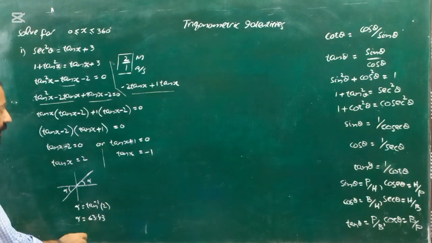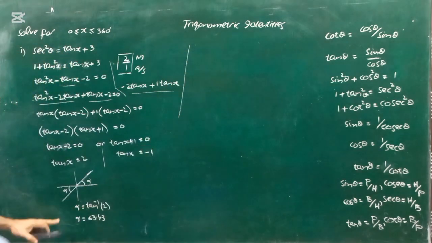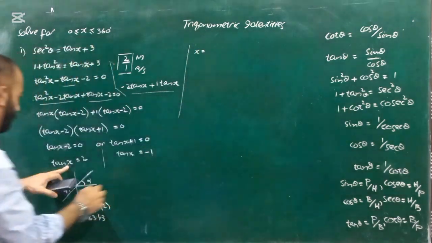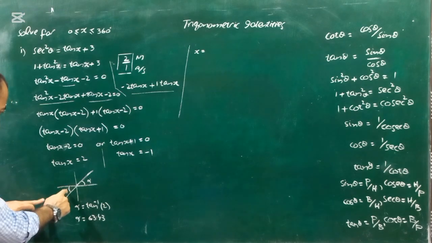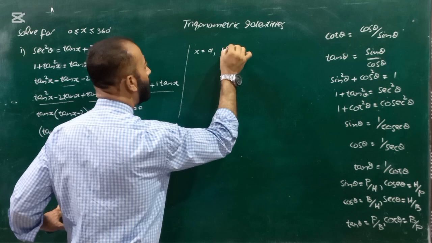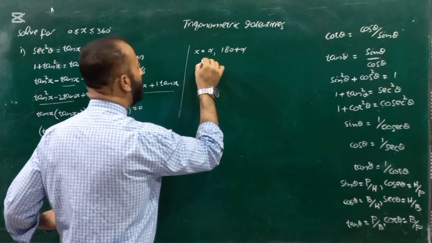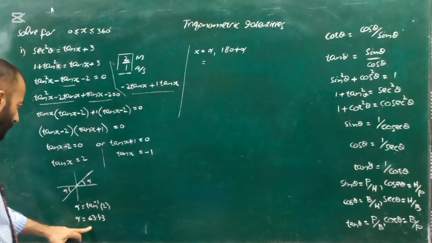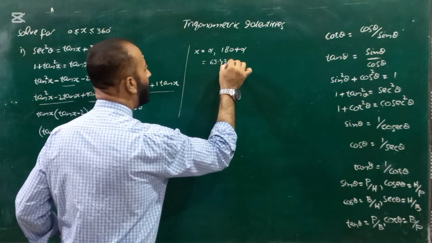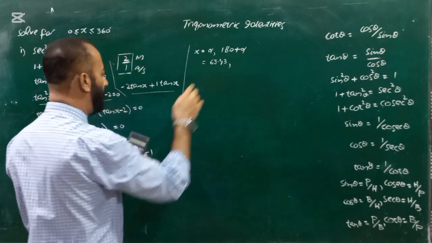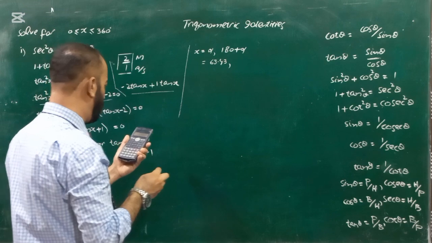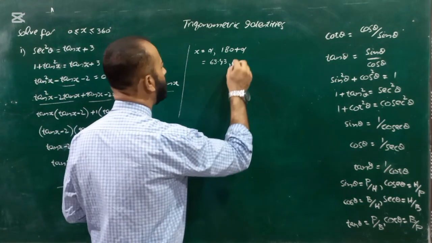Okay, now we are going here. From here, the original angle x will be equal to alpha and 180 plus alpha. Because alpha is 63.43, so 63.43 plus 180 is 243.43.